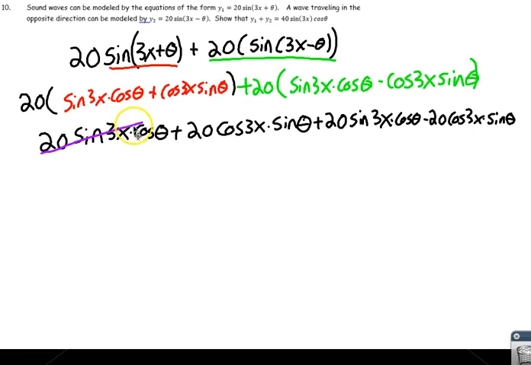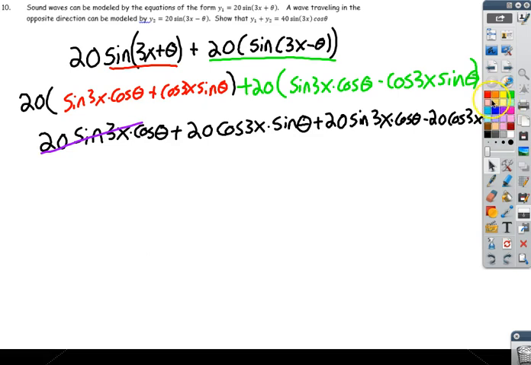Now, luckily something will go away. I was hoping, upon hope, that these two would go away. They did not. So that's unfortunate. But I look. 20 cosine 3x sine theta. Do I have any of those? It's negative. Do I have any? Look at you right there. You're the same. Goodbye, you go.